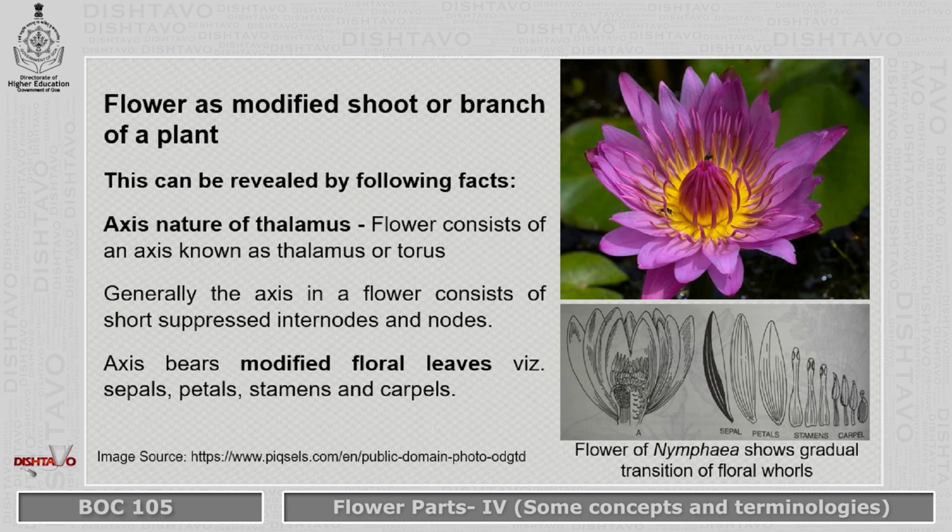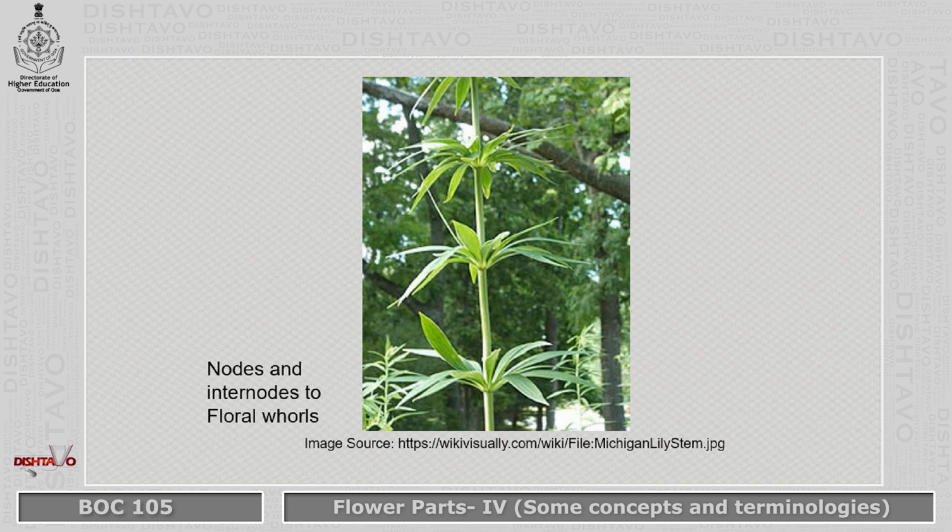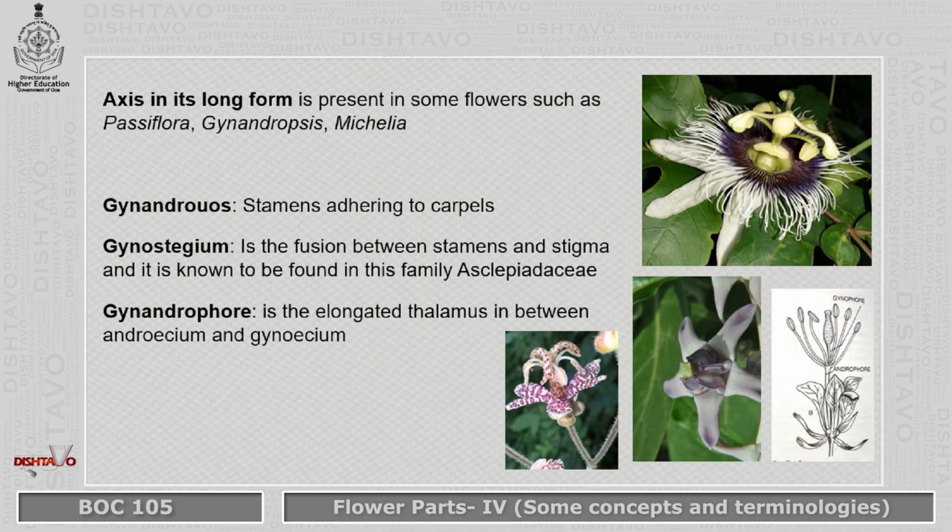One example for this is the Nymphaea flower, where you can see sepals slowly transforming into petals, and the same petals can be slowly seen transforming into sepals. Petals are the accessory whorl, and the essential whorl is the androecium. The same petals can be seen transforming into the androecium. So this transformation of floral leaves into different whorls of the flower can be seen.